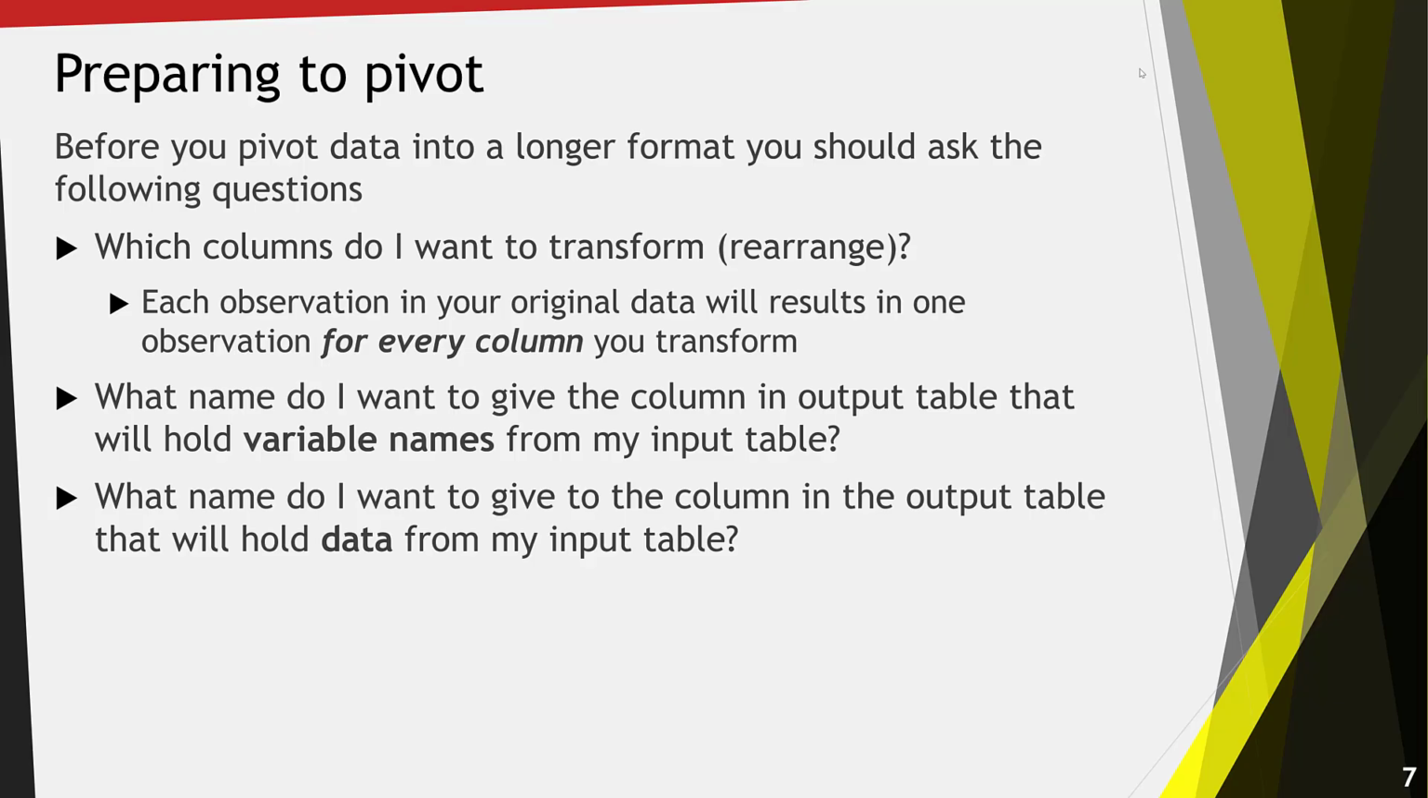The second question you should ask yourself is, what name do you want to give to the column in that output table that is going to hold the variable names from your input table? So we had those column names, max T 2000, 2001, and so on. We wanted to translate those into the year column in this example. Finally, you should ask yourself, what name do you want to give to the column in the output table that will hold the data from the input table? Those were the actual temperature values. We wanted to call that max T in this case.